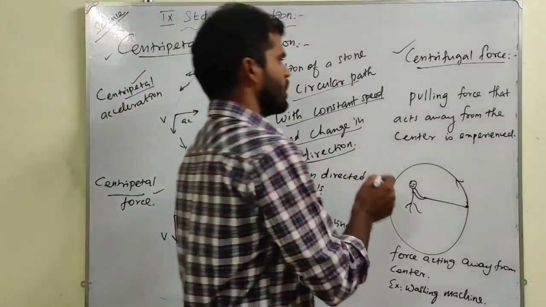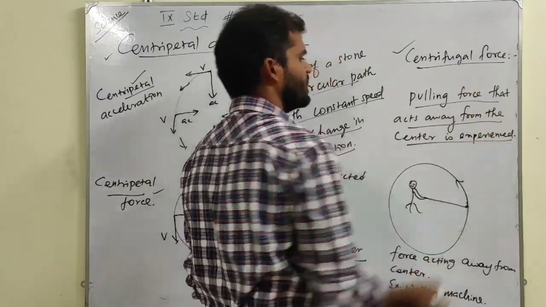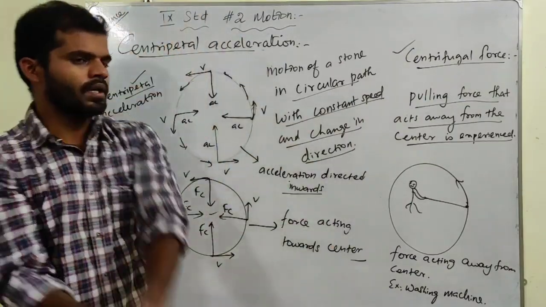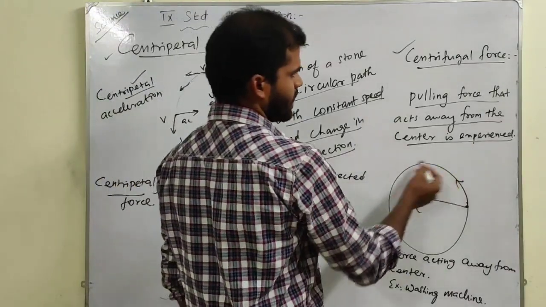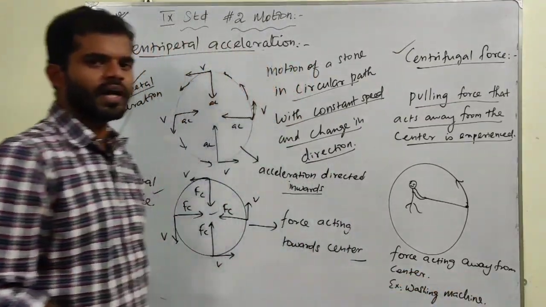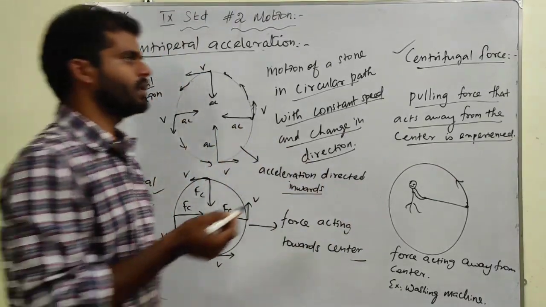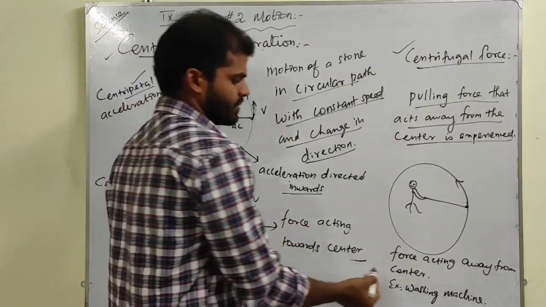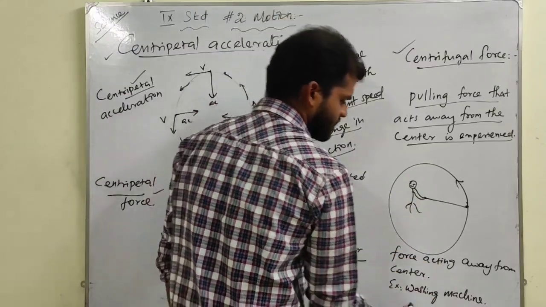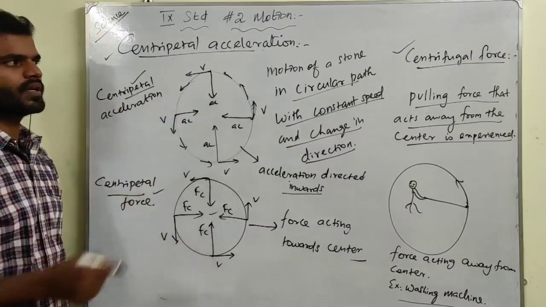Centrifugal force is just the opposite. Centrifugal force is the force that acts away from the center. We are just rotating the stone, right? Likewise, this is called centrifugal force. So what will happen here? Force acting away from the center is just opposite to the centripetal force. Centrifugal force is opposite to the centripetal force. An example is the washing machine. So these are the final topics, that is centripetal acceleration and centrifugal force.